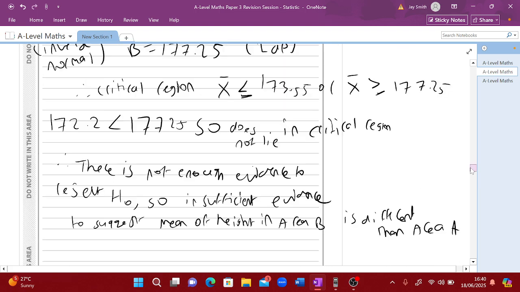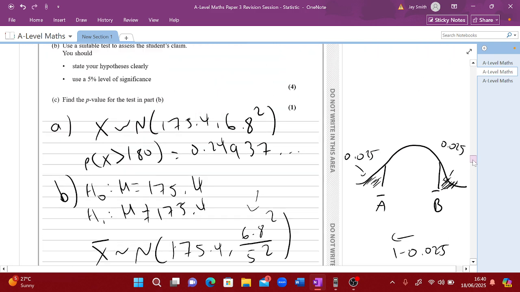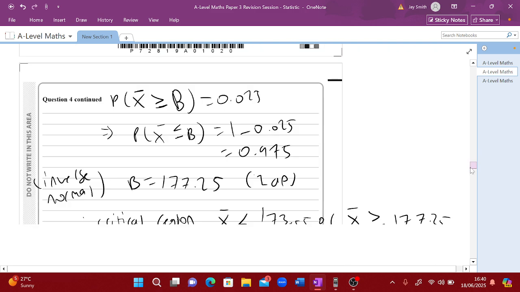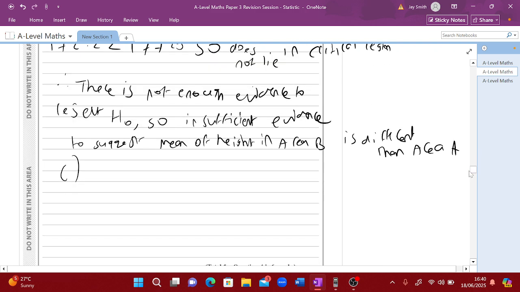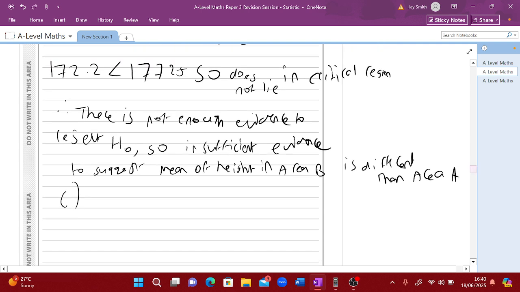Cool. Then it says for part C, find the p-value of your test in part B. So the p-value is essentially the probability of the height being 172.2 essentially. So the p-value is the probability of, well, x bar being 172.2.